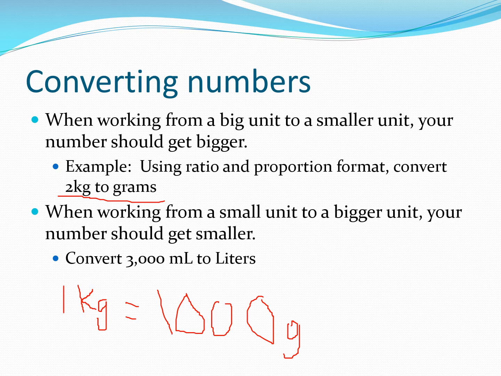All right. So when you're working from a small unit to a bigger unit, then your number is going to get smaller. So you're looking at 3,000 mils. And maybe before I upload this, I will change that on the PowerPoint part that you can look at without the audio. In fact, I do have that crossed out here as I'm looking at my notes.